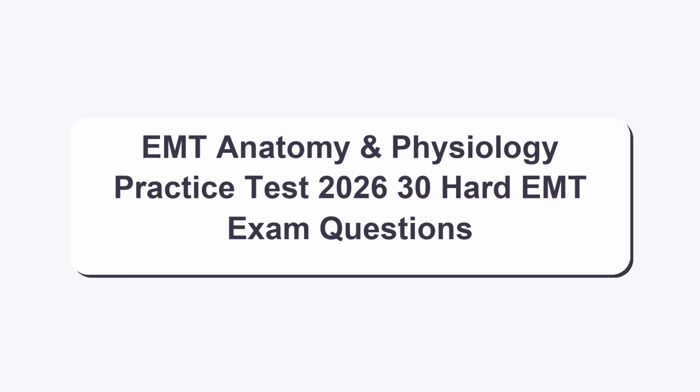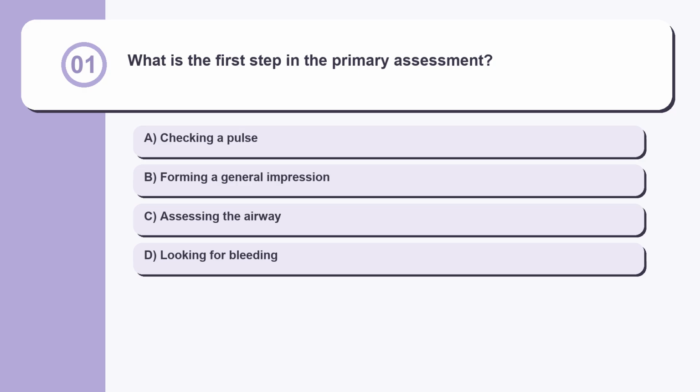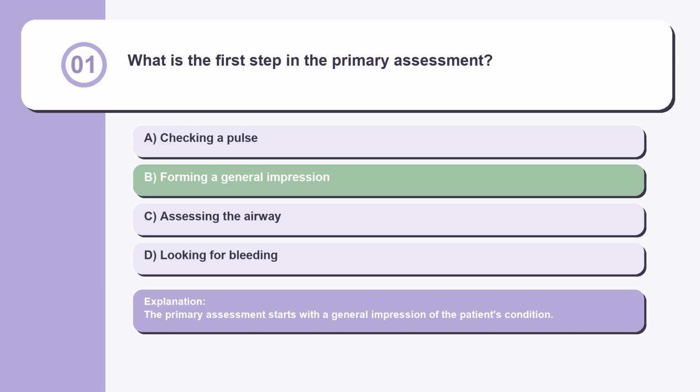EMT Anatomy and Physiology Practice Test 2026, 30 Hard EMT Exam Questions. Question 1. What is the first step in the primary assessment? Checking a pulse, forming a general impression, assessing the airway, looking for bleeding. The primary assessment starts with a general impression of the patient's condition.